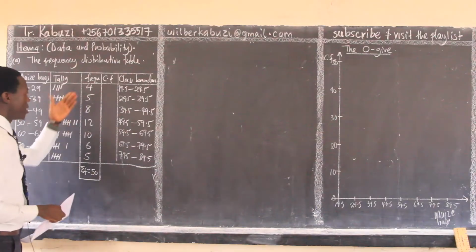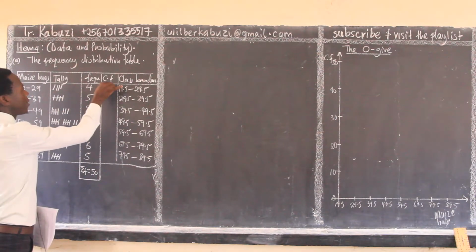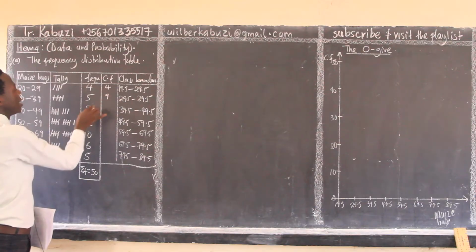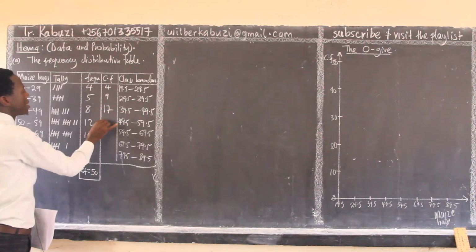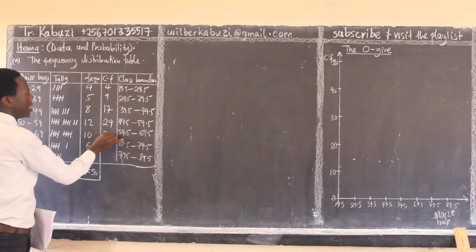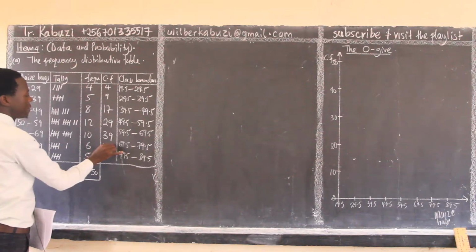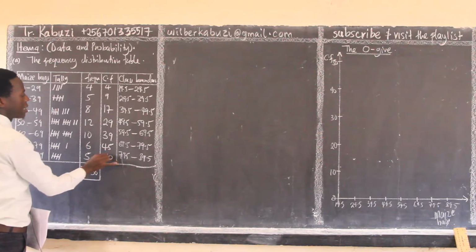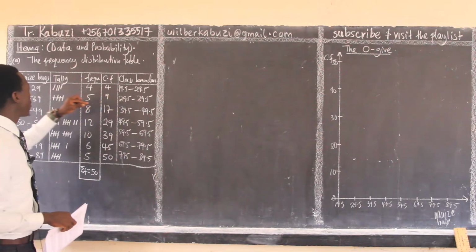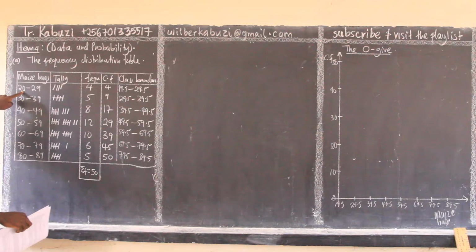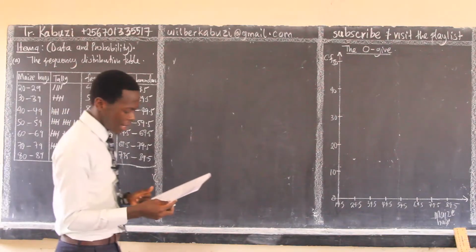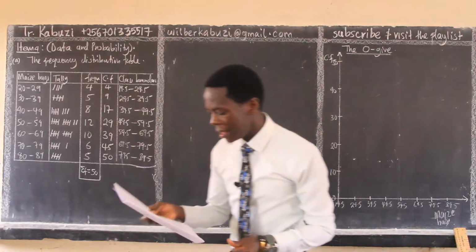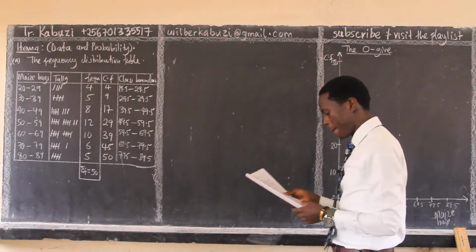Then cumulative, we generate cumulative from here by adding frequency. 4, 4, this is 9. 9 plus 8, that is 17. 17 plus this, 29. 29 plus this, 39 plus this, 45. 45 plus 5 to get us 50. Then class boundaries, we subtract 0.5 on the lower class, then we add 0.5 on the upper class. That's what we've been doing from here to get our class boundaries. So we have represented the data in the frequency distribution table, as you can see there.